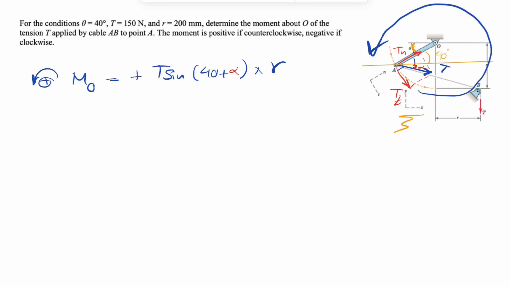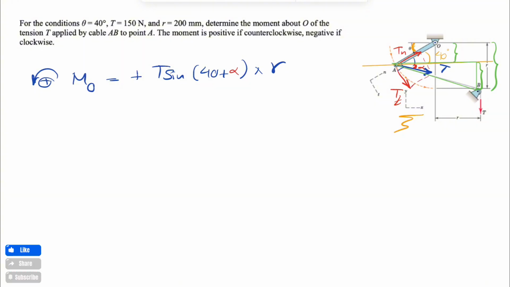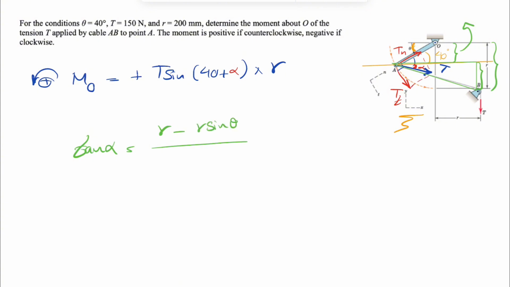And for finding the angle alpha, what we're going to look at is this right triangle that I'm highlighting in green, and finding the sides of this right triangle is not that hard. So if we want to find this side, we basically have R minus this part. So for finding alpha, if we want to find tangent of alpha, we have the opposite, which will be R minus this part, which would be R sine of theta. So R minus R sine of theta is going to give us that side.